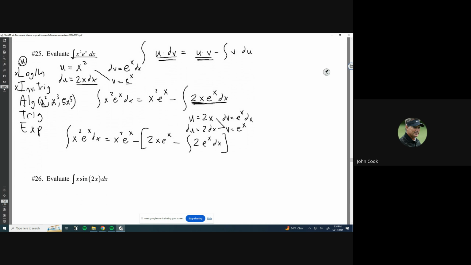2 e to the x dx, the antiderivative of that is just 2 e to the x plus c, right? And then we have to distribute the negative in here. So if we distribute the negative, this becomes negative, and then a negative of a negative turns into a positive. And then the constant is just going to keep changing. You can go from positive to negative or whatever, but that'll be our antiderivative right over there once we're all done.